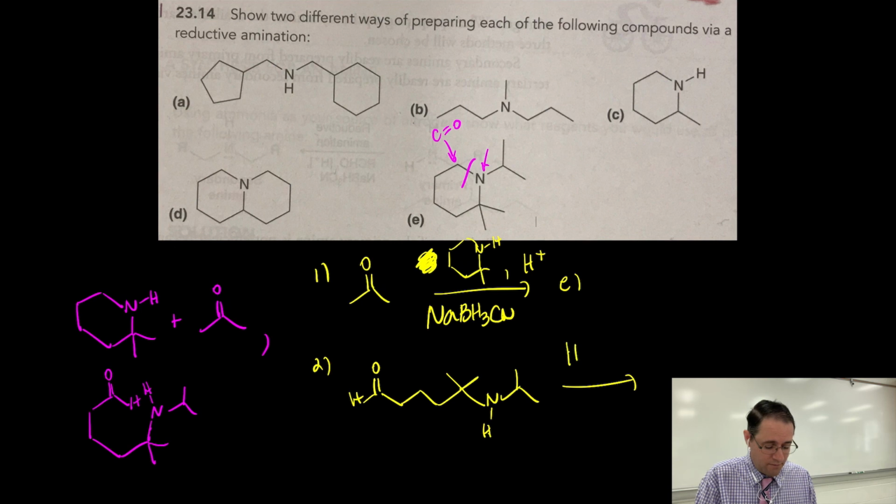We would add H plus catalyst. Now we don't need to add an amine or an aldehyde because it's internally present in the molecule, so it's just one single molecule. And NaBH3CN would be what you need to do to convert that to molecule E. Okay.